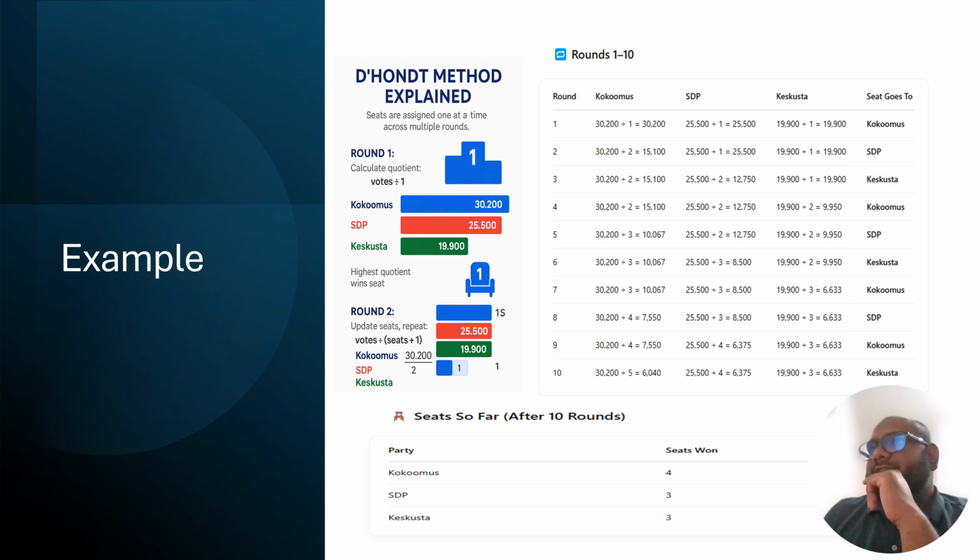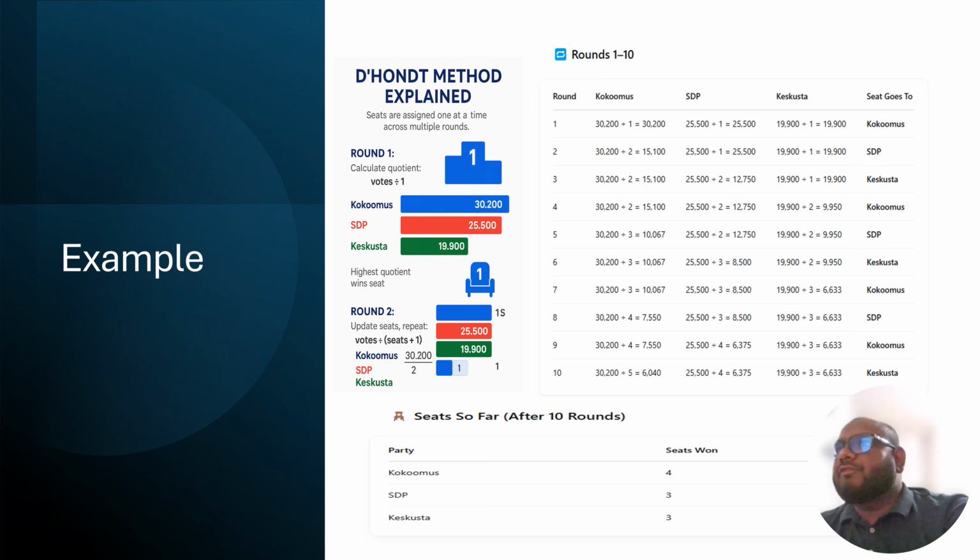In the third round, Kokomos has 1 seat, so it goes the same as earlier. And now in this part, you see SDP also got 1 seat, same as Kokomos. Here 1 seat will be added, so their current votes are 12,750. But as long as Keskusta didn't receive any seat yet, their fractions are still the same as earlier. So their total votes are still the same as before, 19,900. So in the third round, Keskusta wins. So Keskusta got 1 seat.